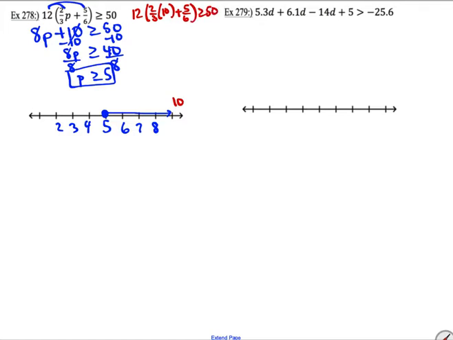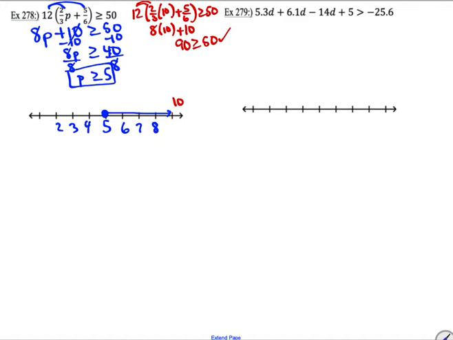It will make it easier for me if I distribute the 12. So this is 8 times 10 plus 10. That's 80 plus 10 is 90. Is 90 greater than 50? And that is true. So we do have the arrow going the right direction. Okay, next.